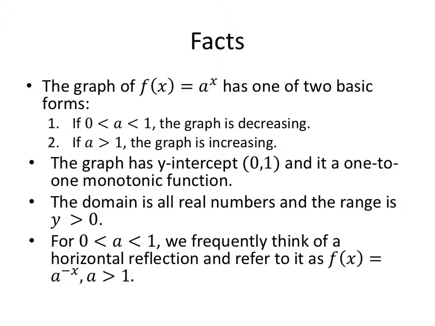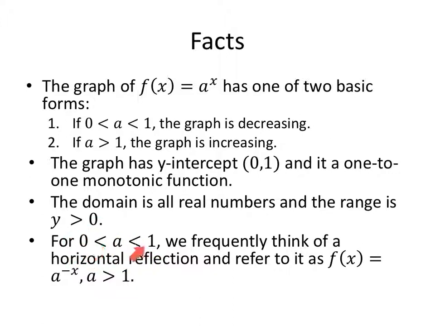Either way, the graph of f of x equals a to the x has a y-intercept of (0, 1), and it's a one-to-one monotonic function. Monotonic, mono meaning one direction, not the band. Talking some math here. Monotonic means it's either always increasing or always decreasing, and in this case it depends on the a value. The domain consists of all real numbers, and the range is y values greater than 0. No matter what the base is, given our certain conditions, putting in any value of x, whether positive, negative, or what have you, we can never make a negative value come out of this. So the domain, all real numbers, the range, positive values.